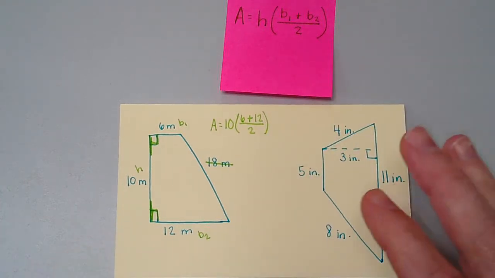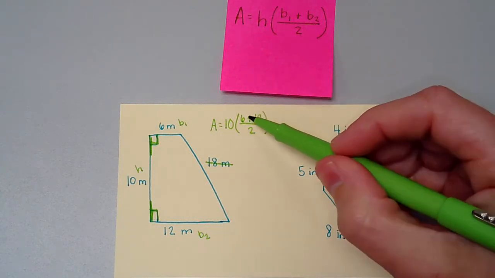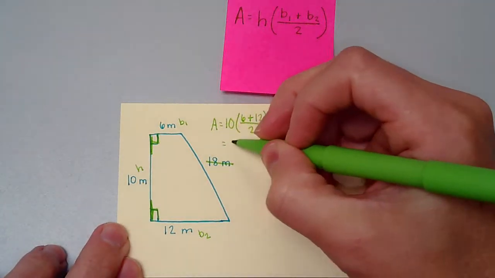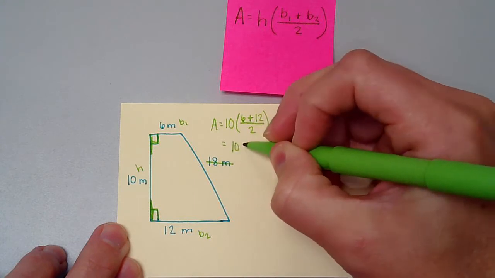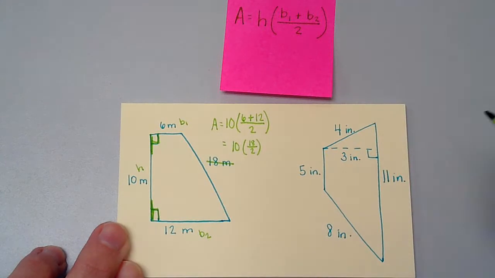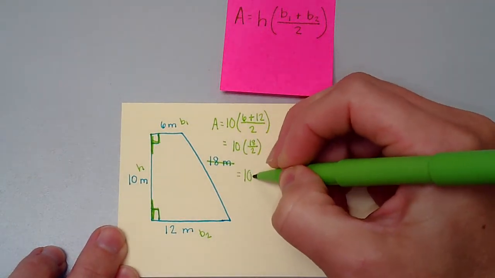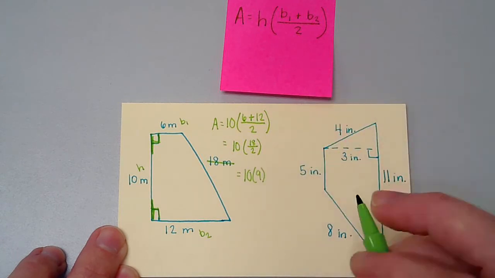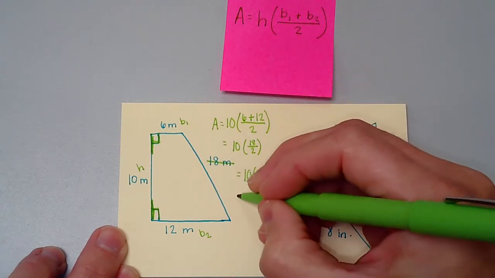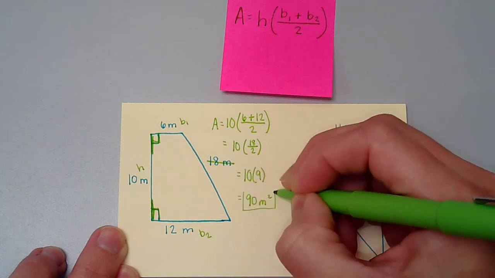Now, just like order of operations, you have to do what's in parentheses first. So let's take care of the top first. 6 plus 12 is 18. We'll leave the 10 alone for now. 18. Still doing what's in parentheses. 18 divided by 2 is going to leave me with 9. And then I'm doing 9 times 10, which is going to leave me with 90. Okay?